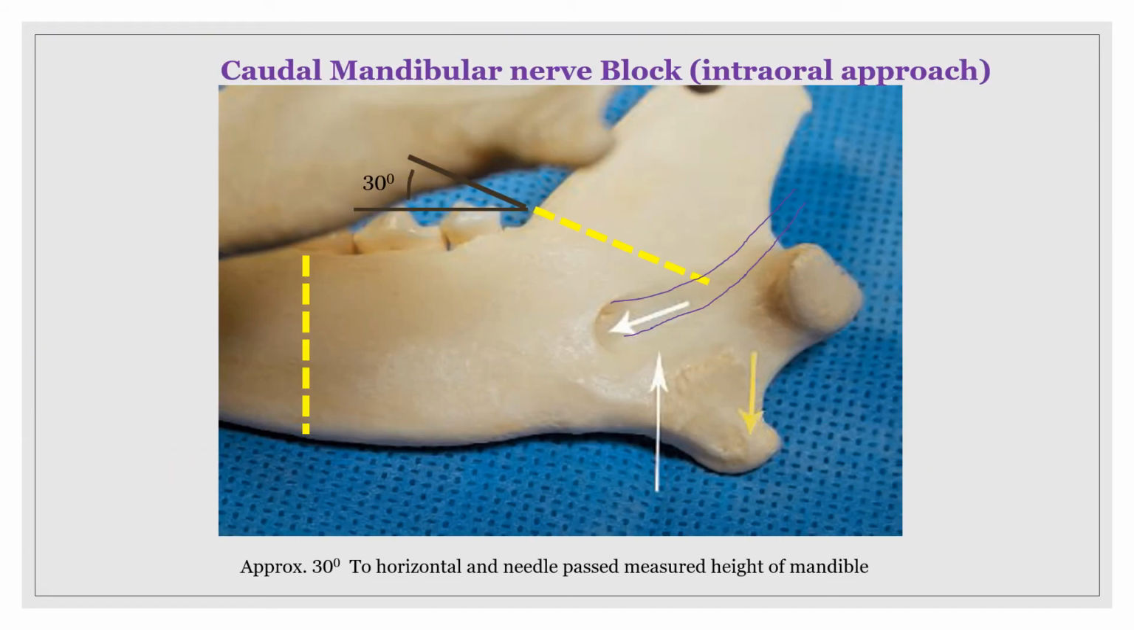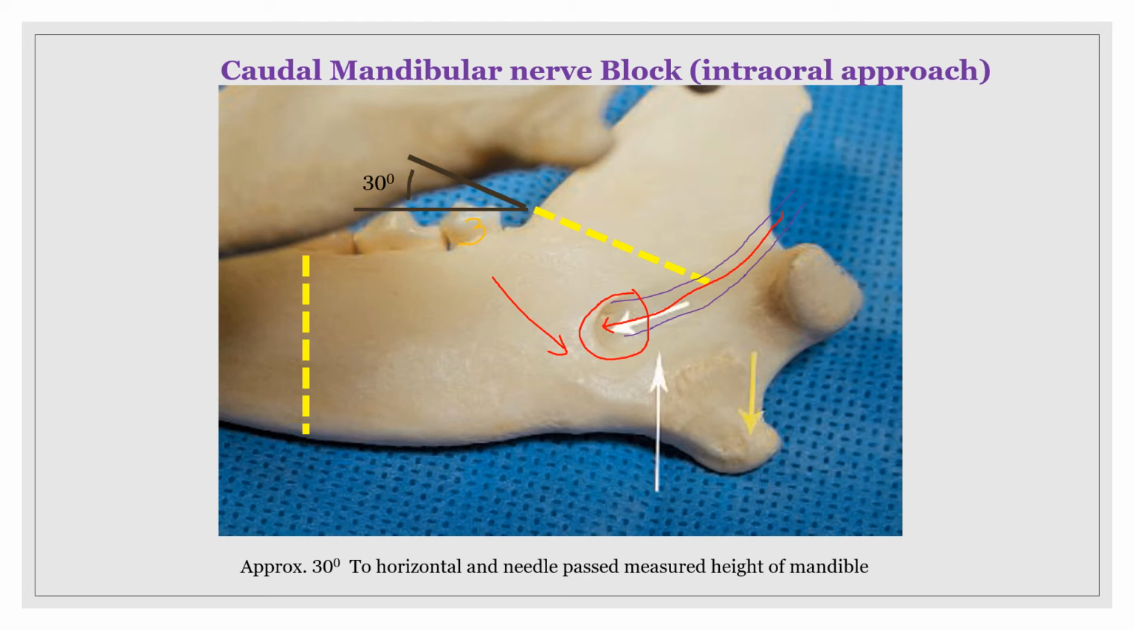So these are my landmarks for the intraoral approach for the caudal mandibular nerve block. So here we have the third molar tooth here. We have the mandibular foramen here. Okay, the mandibular nerve will run down in this area here and enter the mandibular foramen. So we have to make certain that our injection is caudal to the mandibular foramen, because if you're giving the injection in this area here, you would have missed the nerve because it's already entered the mandibular foramen.